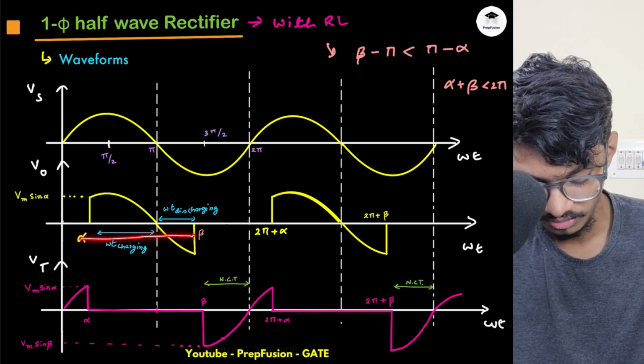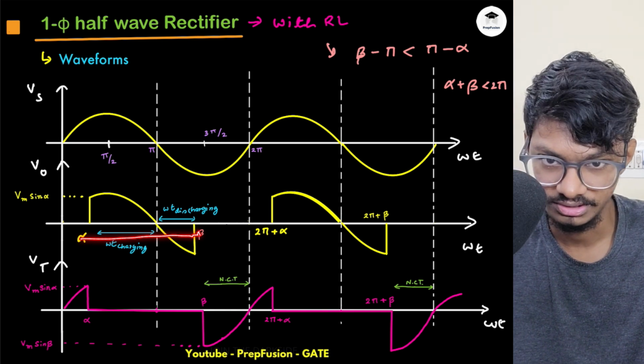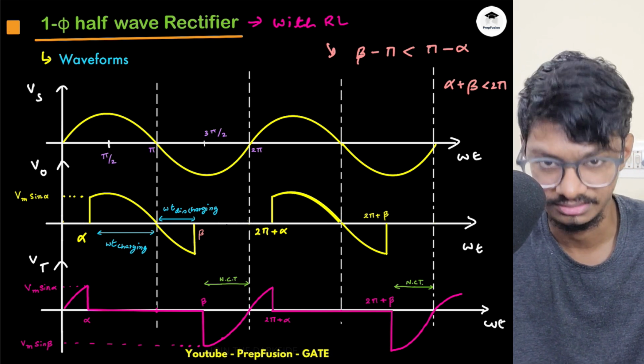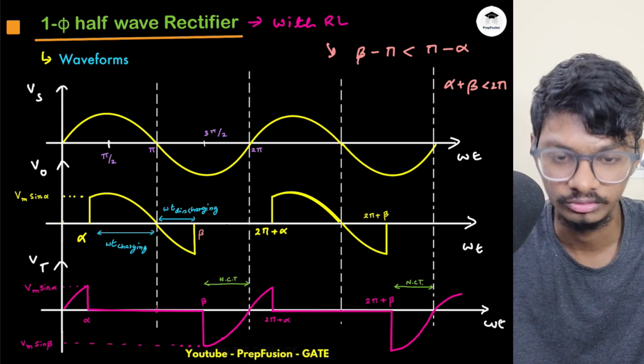Overall, in this charging and discharging, the current cannot be greater than 0 for more than 2 pi, because 2 pi is the maximum period of a waveform. So it cannot be more than that.